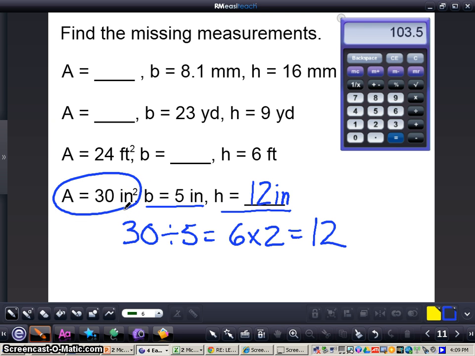And that is how you find the area of a triangle, and also the missing measurements within a triangle to find the area. Okay, and if you have any questions about this topic, please come in and see me.